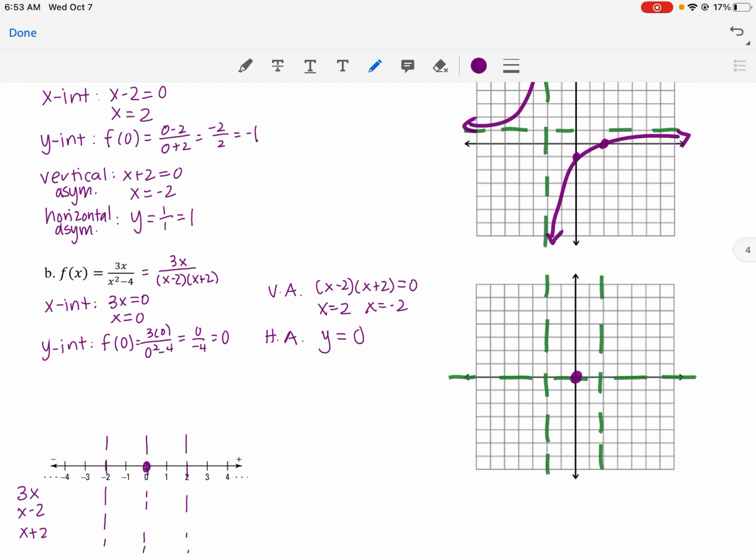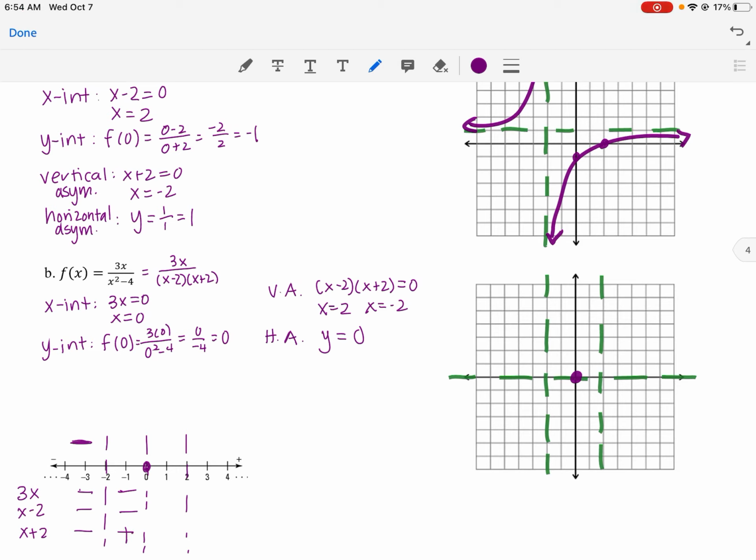So let's say I plug in negative 3. 3 times negative 3 is a negative, negative 3 minus 2 is a negative, negative 3 plus 2 is a negative. A negative times a negative is a positive times another negative means this whole interval is negative. If I try negative 1 on this next interval, that's a negative, and a positive.